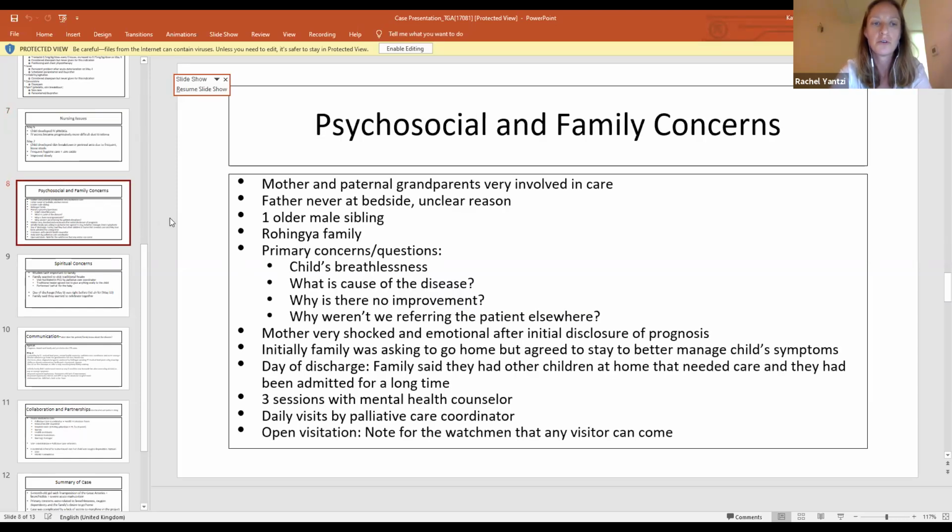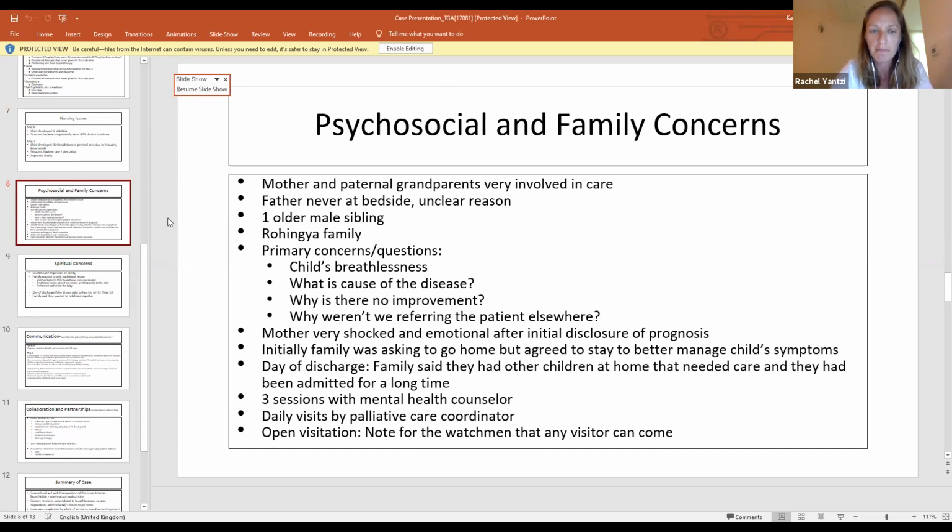Psychosocial concerns. I spoke with both the health promotion team and the mental health team, who were very involved in this case. The mother and paternal grandparents were quite involved in the care of this child. The father was never really involved. We believe that it's probably because he was caring for their other child. They have one older male sibling at home, but they weren't 100% sure.